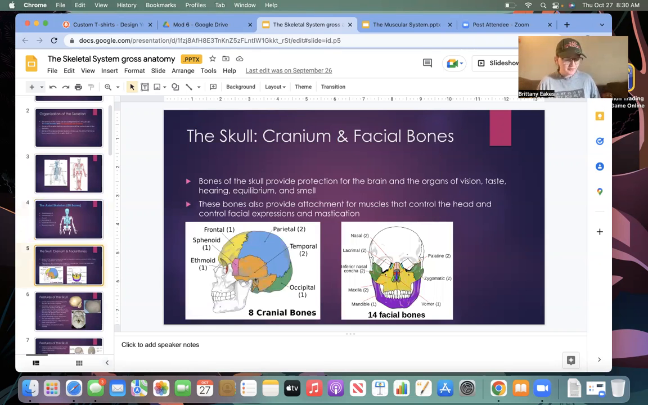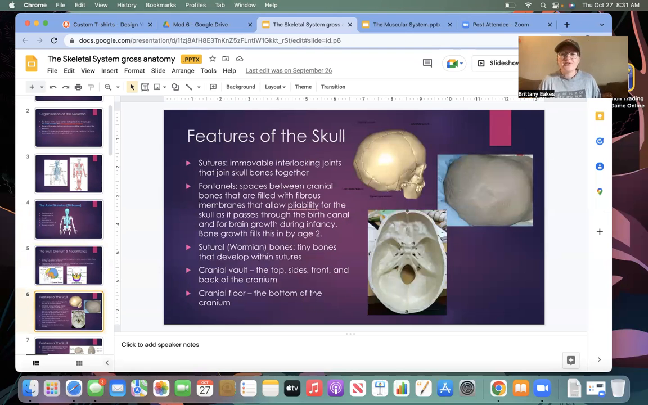So the skull provides attachment sites for muscles and membranes, and it protects and supports the brain and sense organs. These bones provide attachment for muscles that control the head and control facial expressions, and muscles of mastication, which is chewing. So there's a few features of the skull that I'd like to highlight.